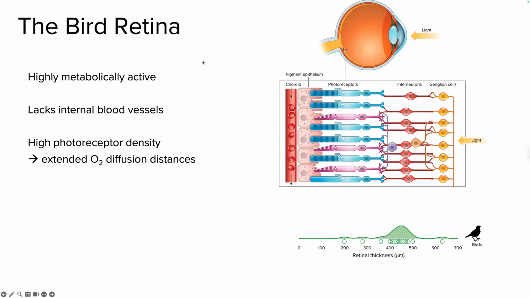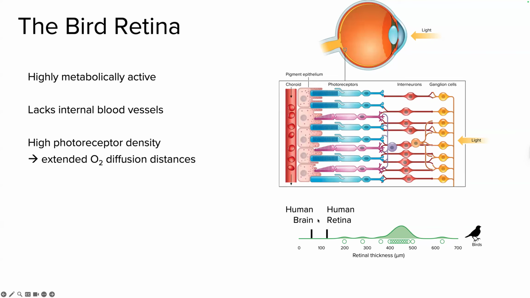Good. So based on these first findings, we then tried to look into the bird retina. The bird retina is quite different because it entirely lacks internal blood vessels compared to mammals, but the thickness of the retina is actually much larger. So in, for example, some species of eagle, the thickness of the retina is more than 600 micrometers. So that means that oxygen needs to diffuse more than a magnitude longer compared to our brains.